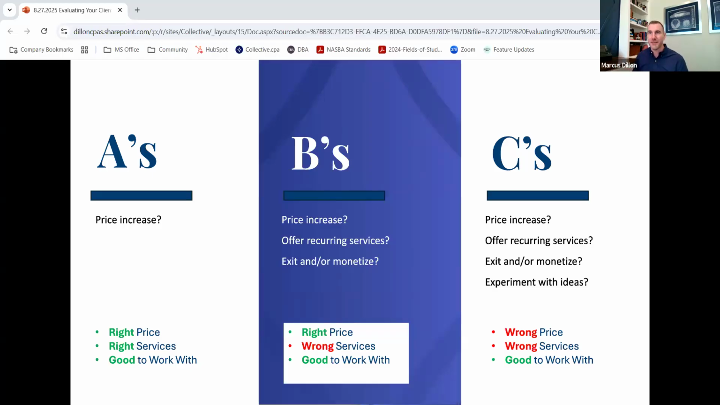Don't necessarily just price increase all the way up to A's. We've seen that advice out there. It didn't work for us. Maybe it'll work for you, who knows? But those are the B's and the C's. So price increase across the board, and then for B's and C's, offer recurring and get them into a better service package. If not, you can refer them out completely, or you can refer them on to another CPA. Maybe there are options to have a referral agreement or monetize in some manner, because, like we said, those B's and C's may be somebody else's A's.